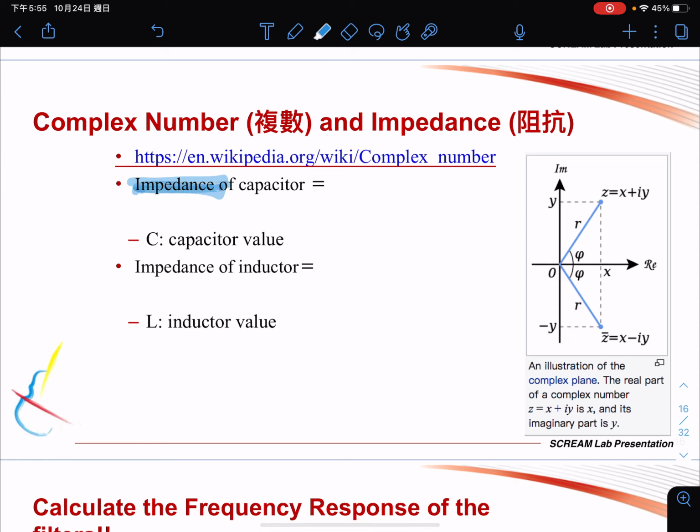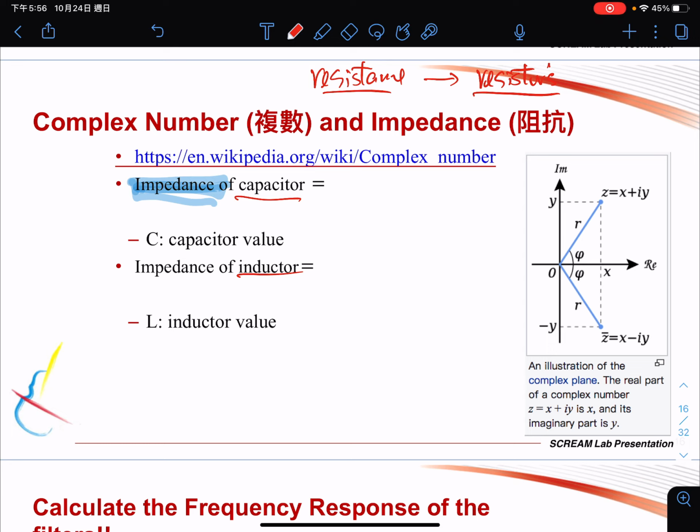So first we use impedance, and in the past we have resistance, right? But resistance only refers to the use of the resistors. But when we have a capacitor and an inductor involved, we need to use another representation of numbers to calculate the impedance. Actually, impedance is something like a resistance, but it has an imaginary part.